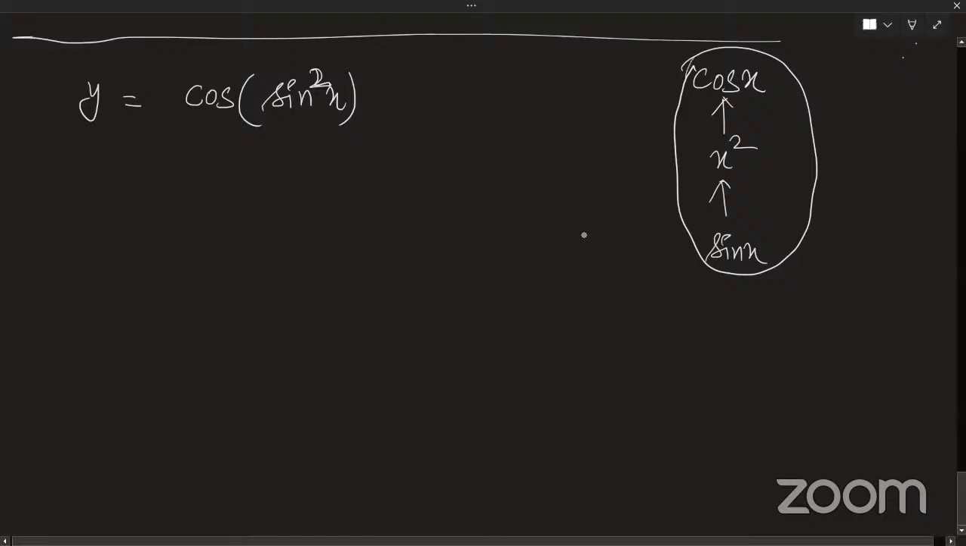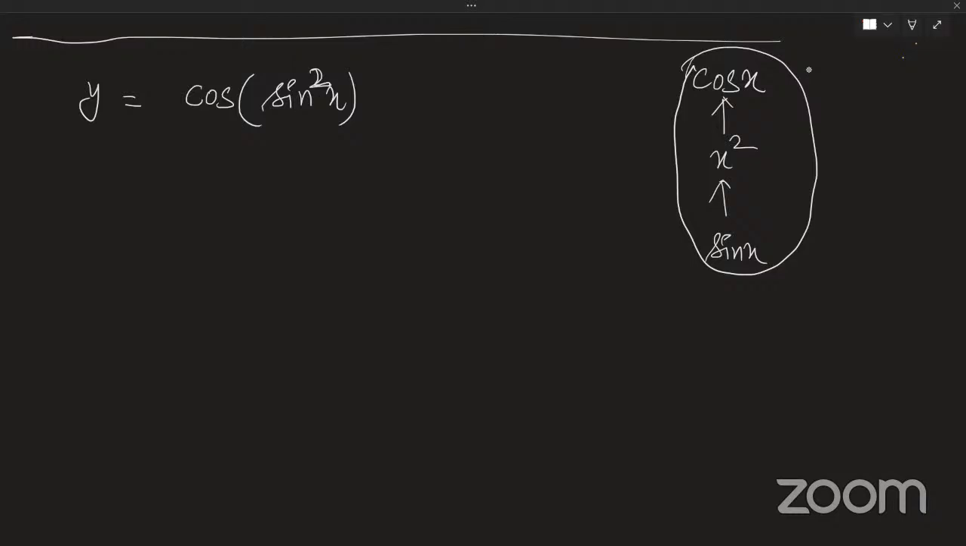Right now, first you will put sine x inside x square, and this whole thing you will put inside cos x. That is correct, right? Yes, chain rule is tricky. I do agree with it. Tell me, this order is correct, right?